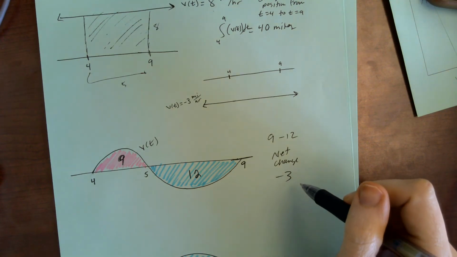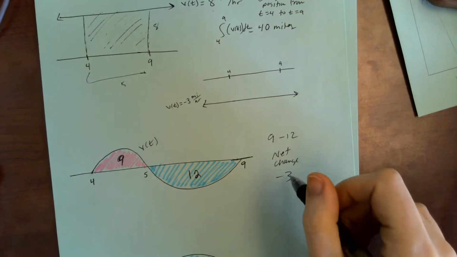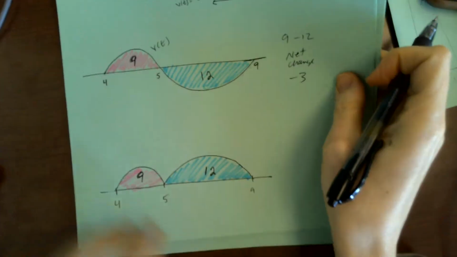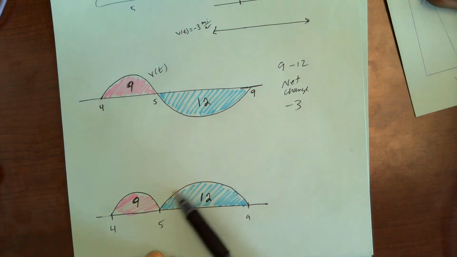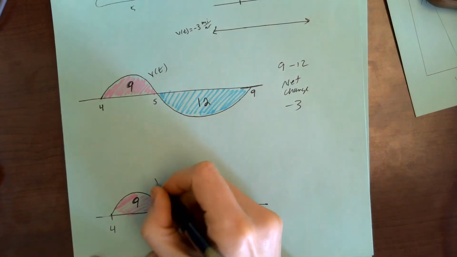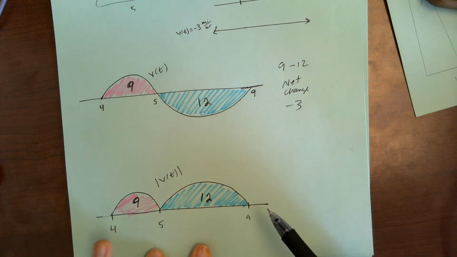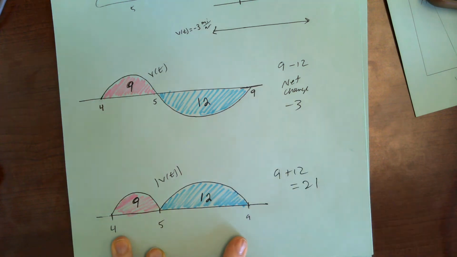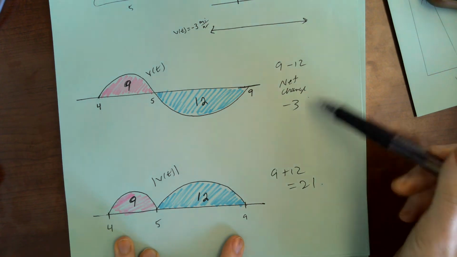Now by net change, I mean that there are some changes that counteract each other. So net change is different than total distance traveled. Down here, this would be total distance traveled. I'd have to take the absolute value of this graph, which would flip over the negative parts. And then the total from 4 to 9 would be 9 plus 12, which is 21. So this is net change versus total distance.